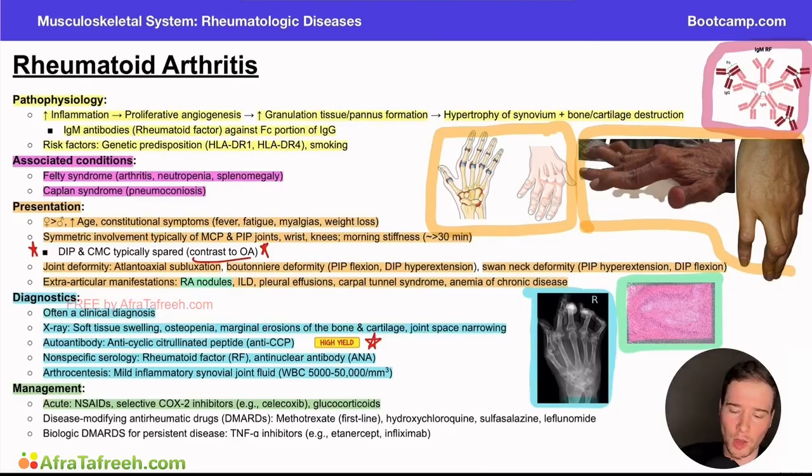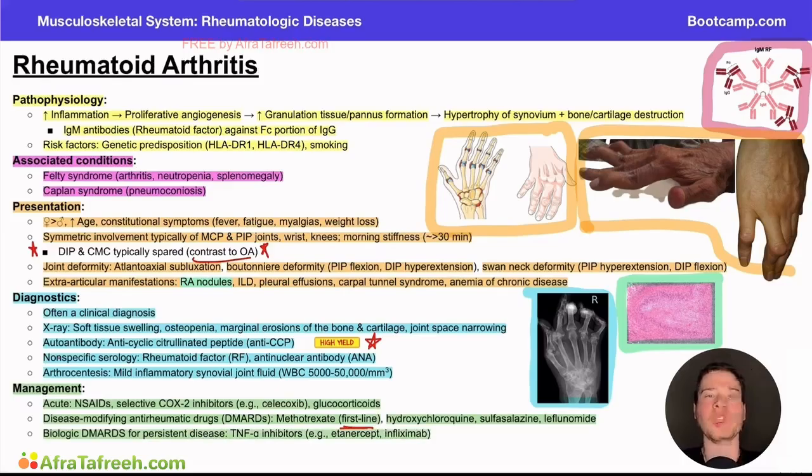Now, when we think about long-term treatment options, we're going to be thinking about disease-modifying antirheumatic drugs, also called DMARDs. These include things like methotrexate, which is the first-line medication for these patients, but we can also consider other medications such as hydroxychloroquine, sulfasalazine, and leflunomide. And if the DMARDs don't work for the patient, we have some other options as well, including biologics for persistent disease such as TNF-alpha inhibitors, which can be used as well.